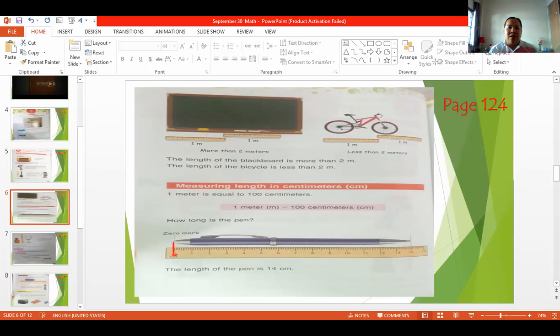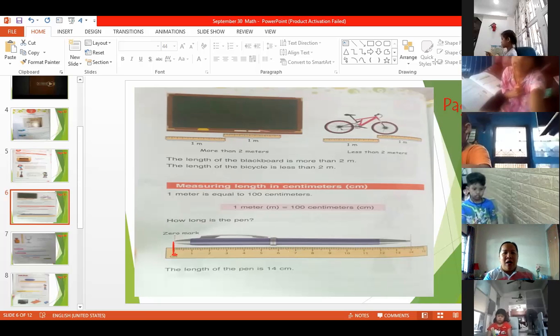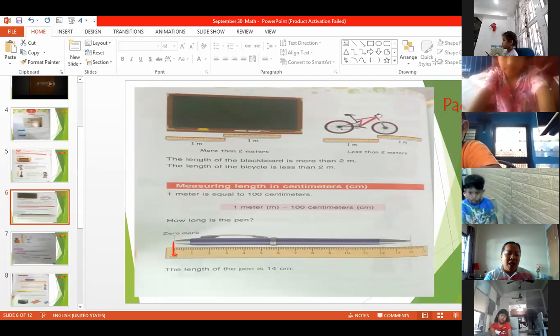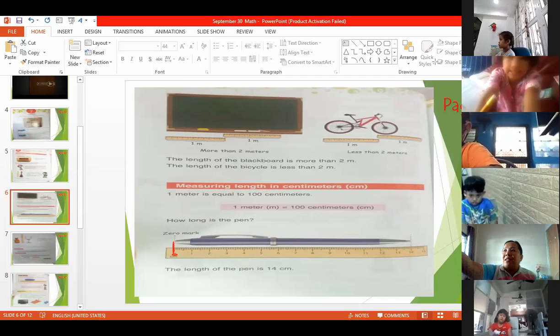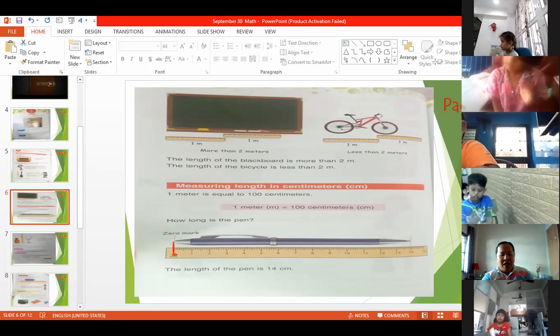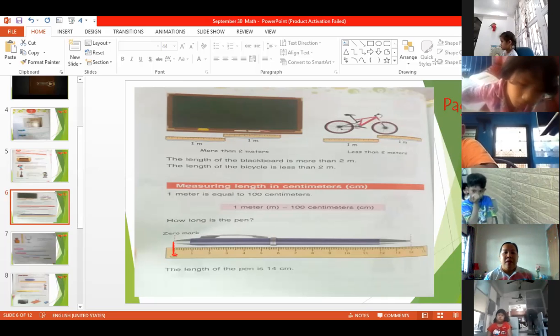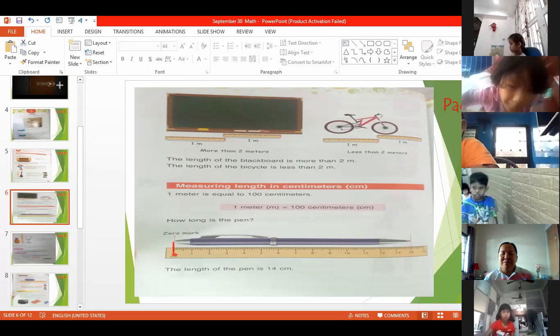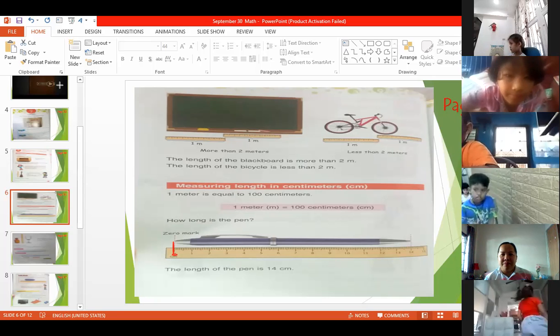So let's find out. Can you try to measure the length of your pencil? I measured it already. It's 18. What's the measurement of your pencil? Anyone? It's 18, for Ranchida it is 18. How about the others? Mommy is 16. How about the others? What is the measure of your pencil?